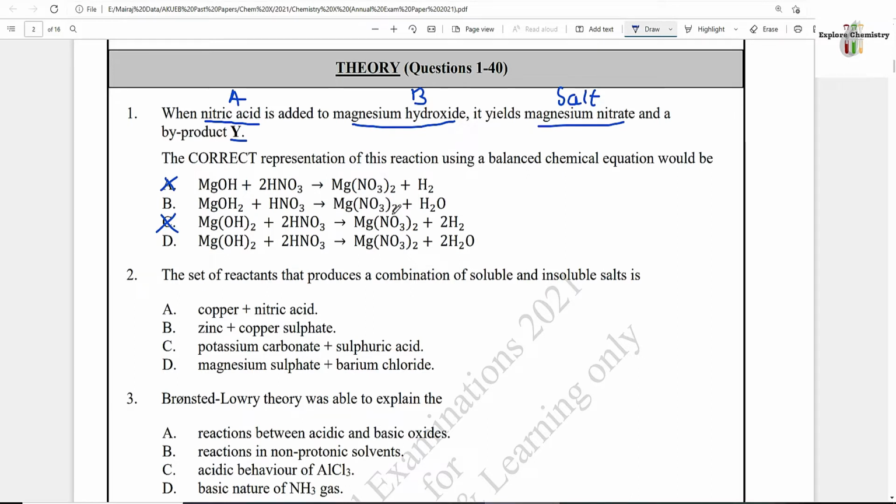Here the magnesium nitrate formula is Mg(NO3)2. To balance this 2 with nitrate, we must place a 2 with nitric acid, which in option B is not written. So option B is also not correct. Option D is the correct answer because here 2 is written with nitric acid. This one is the balanced equation.